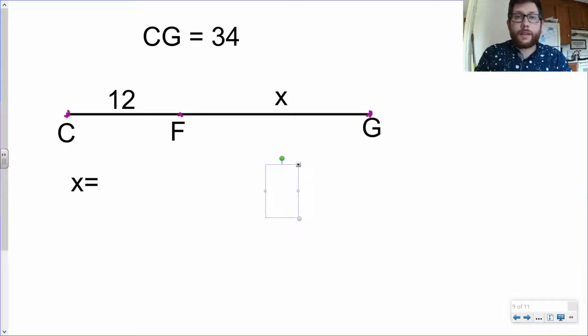So let's talk about the segment addition postulate. This is what we're covering here for this part of your assignment. Now the segment addition postulate is actually quite simple.